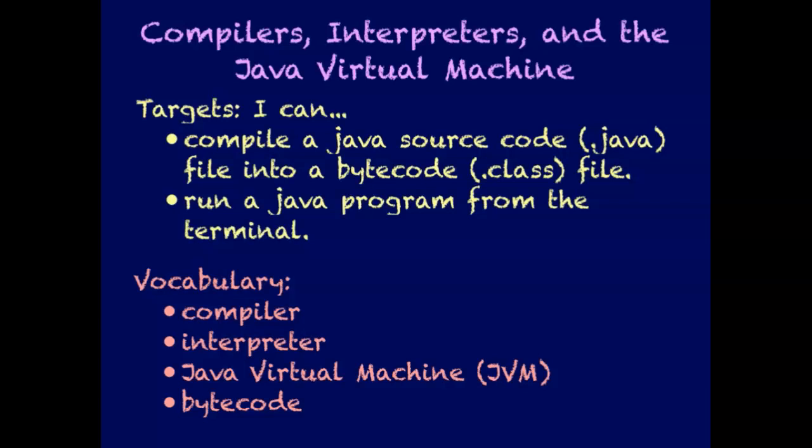In this short video, we're going to introduce the idea of compilers and interpreters and how those relate to Java in what's called the Java virtual machine. So the vocabulary we want to focus on in this video is compiler, interpreter, JVM or Java virtual machine, and bytecode.